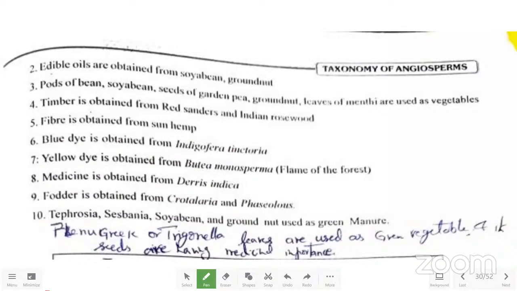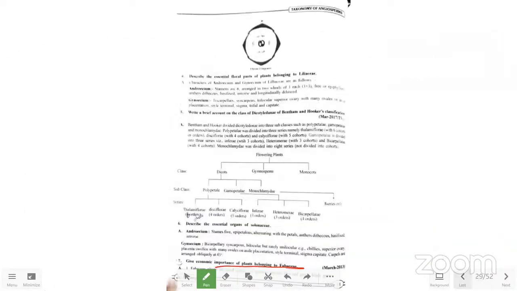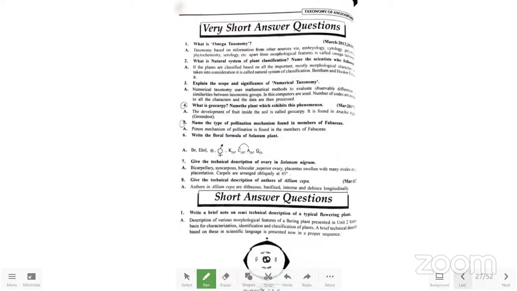So with this, we have finished this complete chapter. Now we can go with the VSQs from this chapter too, because we will get VSQs from this chapter at any cost. One VSQ is mandatory. See, there are only 8 VSQs here. From these 8, you will get one VSQ.